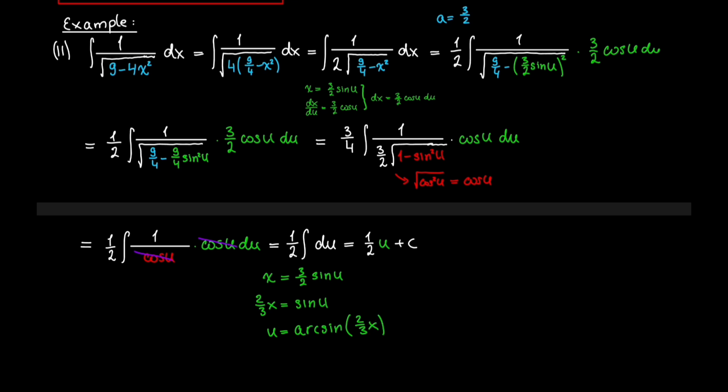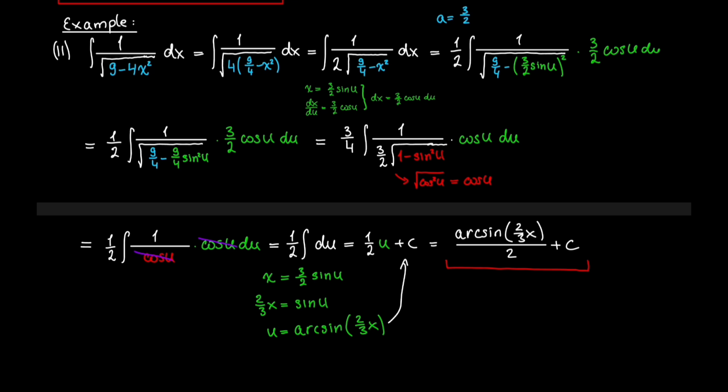So then finally, we can actually plug this into our antiderivative function expressed in terms of u, and the answer you're going to get is arcsine of 2/3x divided by 2 plus c. And this right here, ladies and gentlemen, is going to be the final answer to our integral 1 over the square root of 9 minus 4x squared.